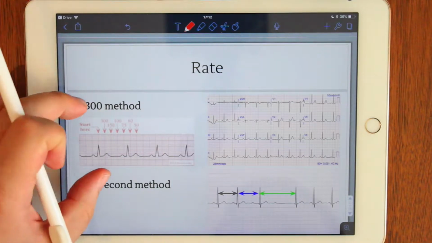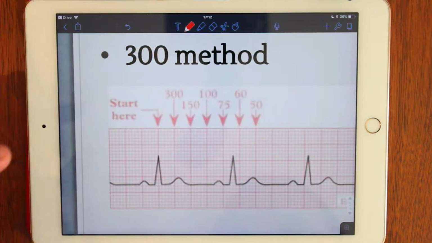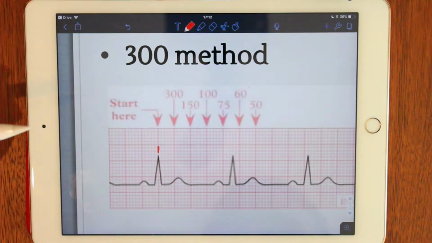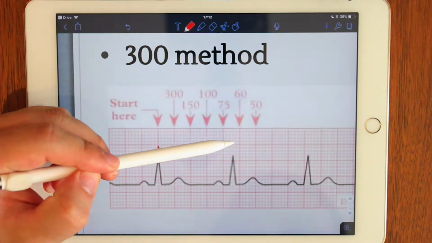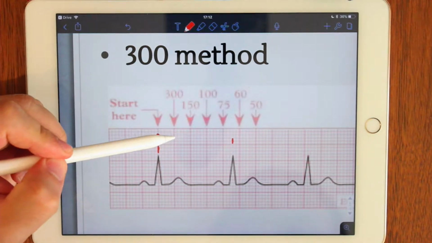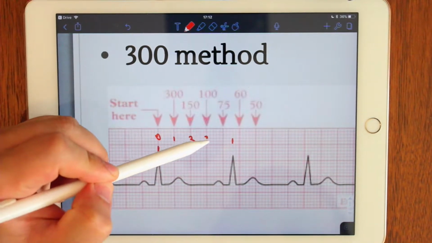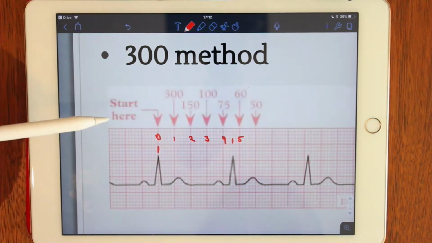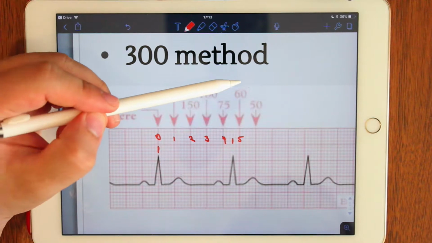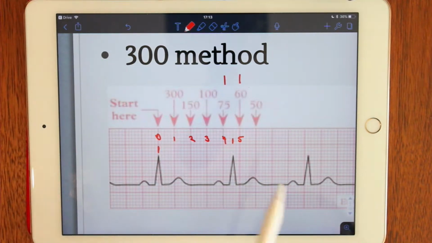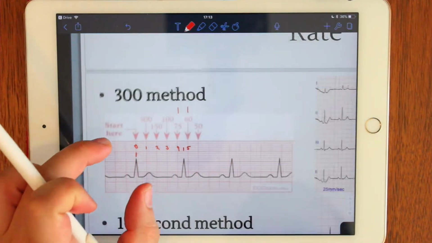We'll start with the 300 method. What you do here is find an R wave that lands on the edge of a big box and count how many big boxes until the next R wave. So there's 1, 2, 3, 4, and 5. You take that number and you divide it into 300. So 300 divided by 5 is 60, 300 divided by 4 is 75. And you know your rhythm is between those 2 numbers.